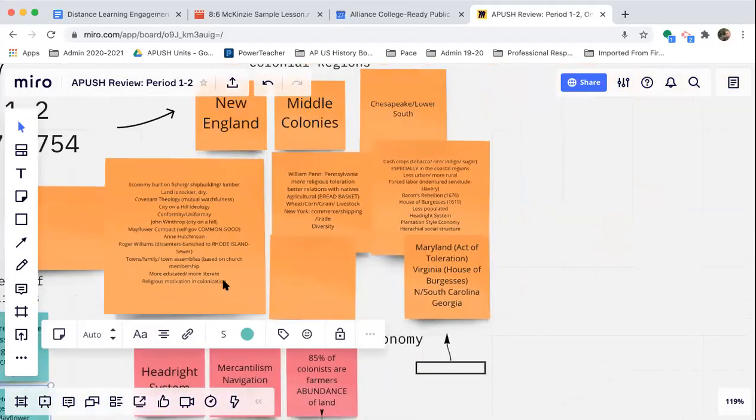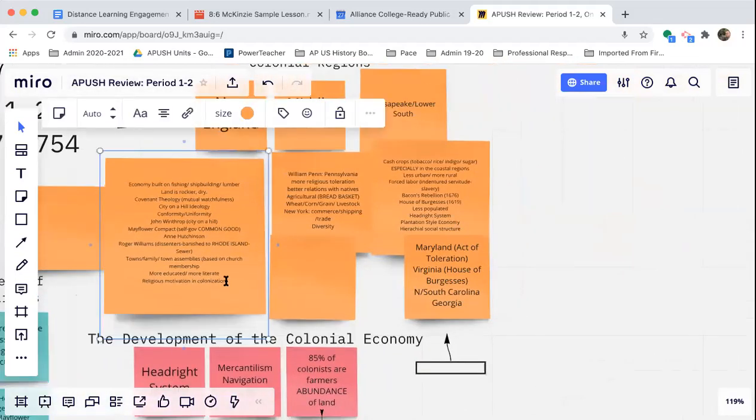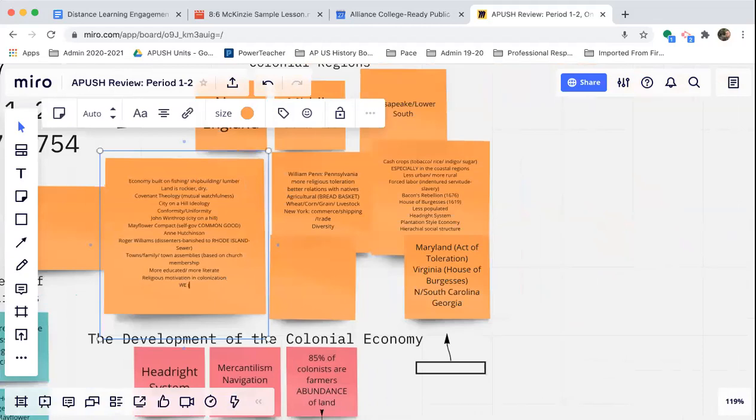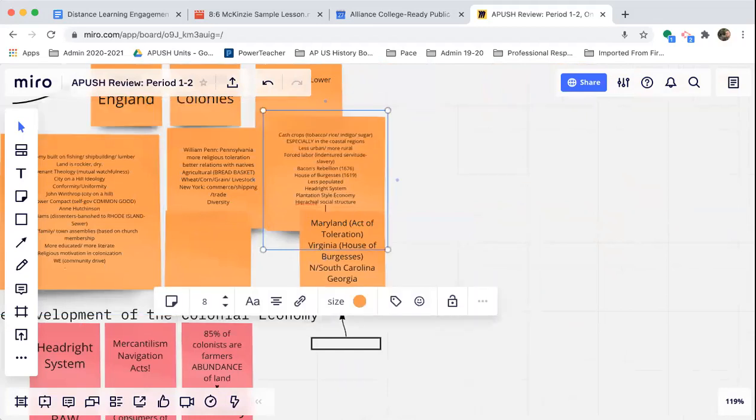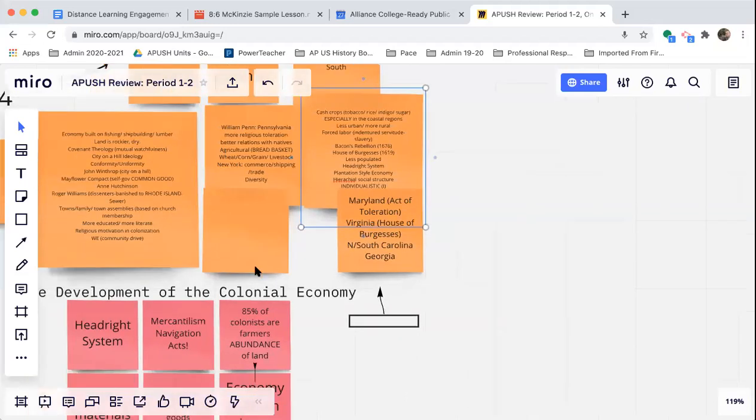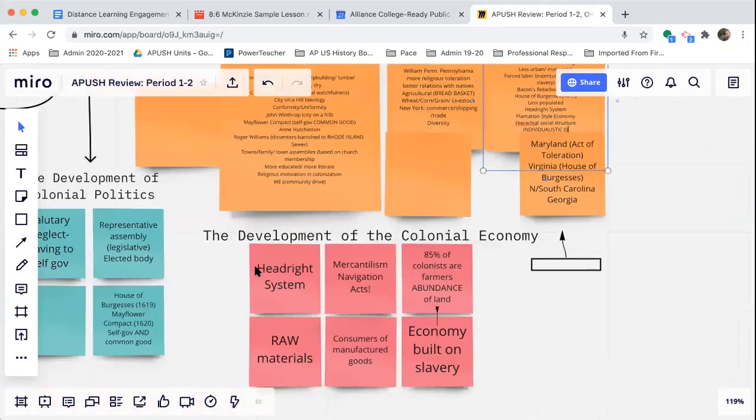New England is very community driven, whereas Chesapeake and the Lower South is much more individualistic, a lot of "I," right? What's good for me? What am I going to do? I don't need the government to provide, I'm going to do what's best for me as an individual. And that's going to create actually a Southern identity that's going to hold true for much of American history that I'll revisit later. All right.